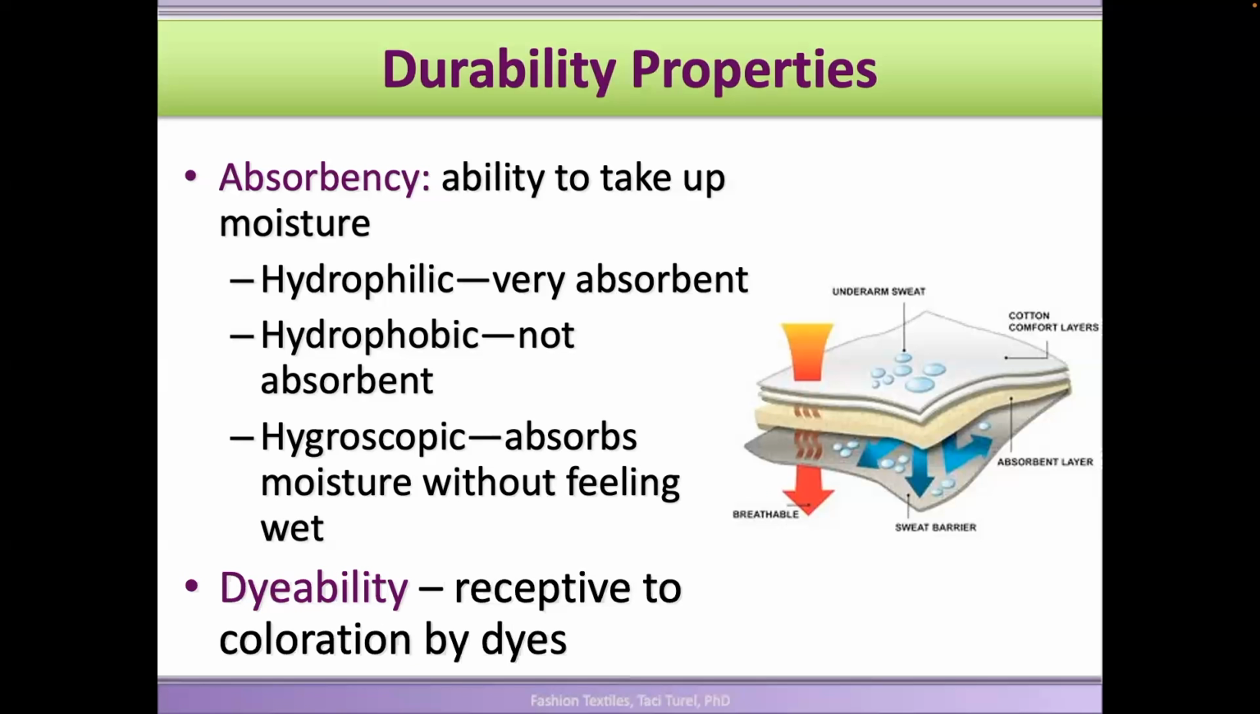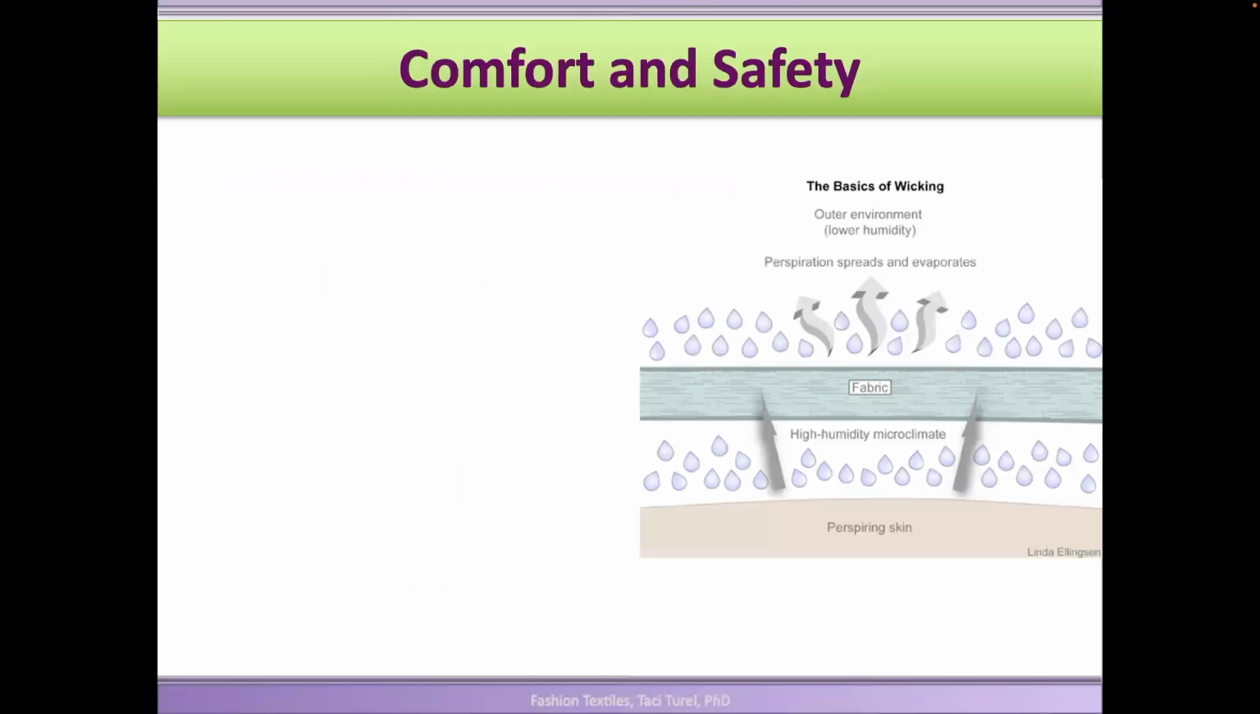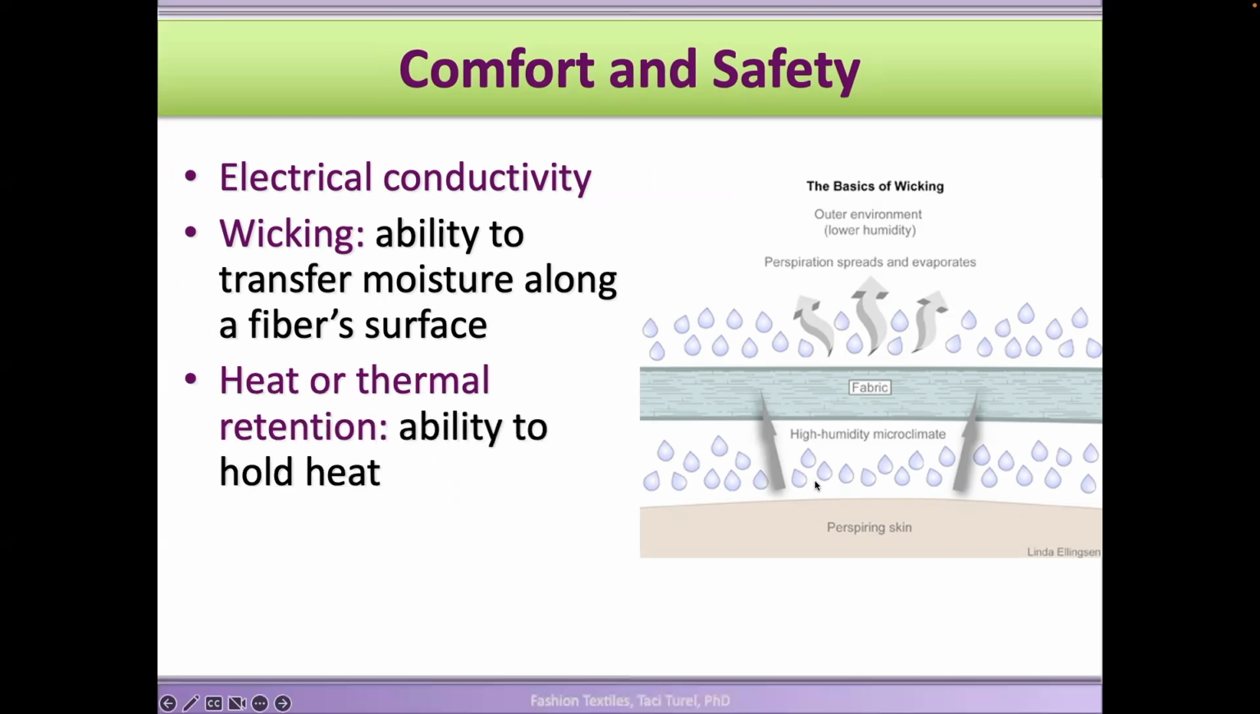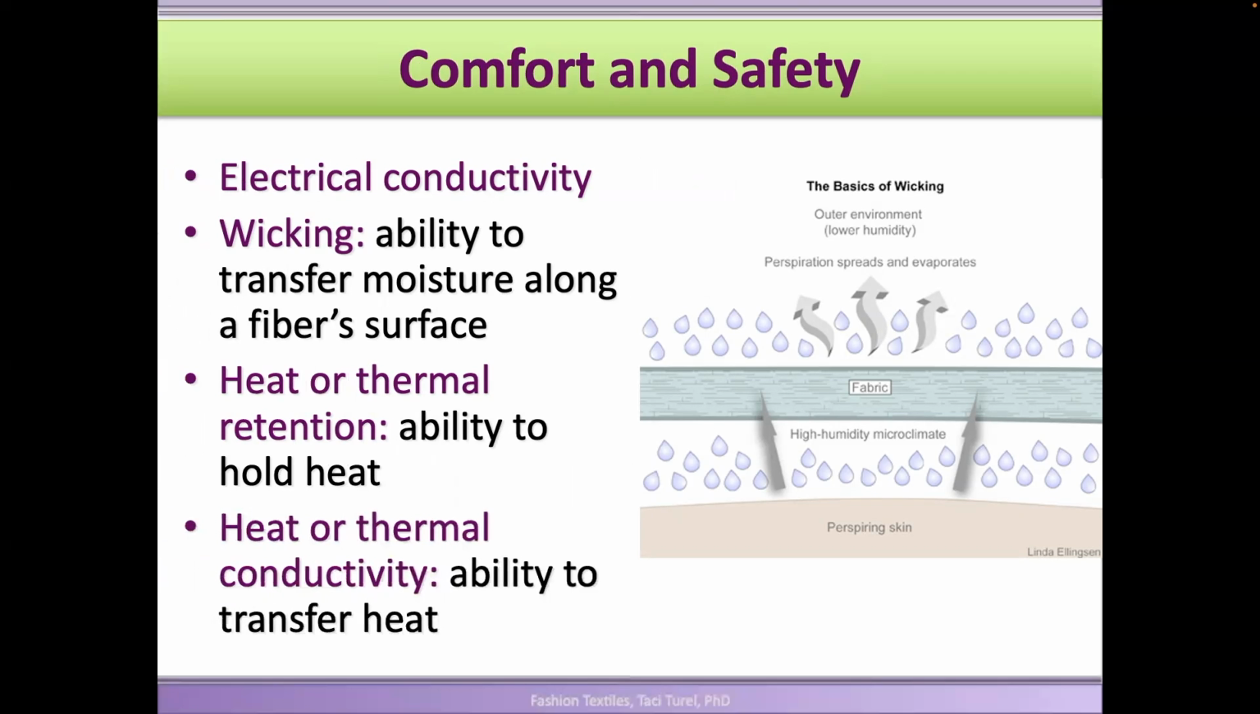Dyeability is the receptiveness to coloration by dyes. Electrical conductivity is the ability of the fabric to conduct electricity. Wicking is a little bit different from absorption. Wicking is the ability to transfer moisture along the surface of a fiber. So it's a little bit different than absorption. Heat or thermal retention is the ability to hold heat. Conductivity of heat is the ability to transfer heat.